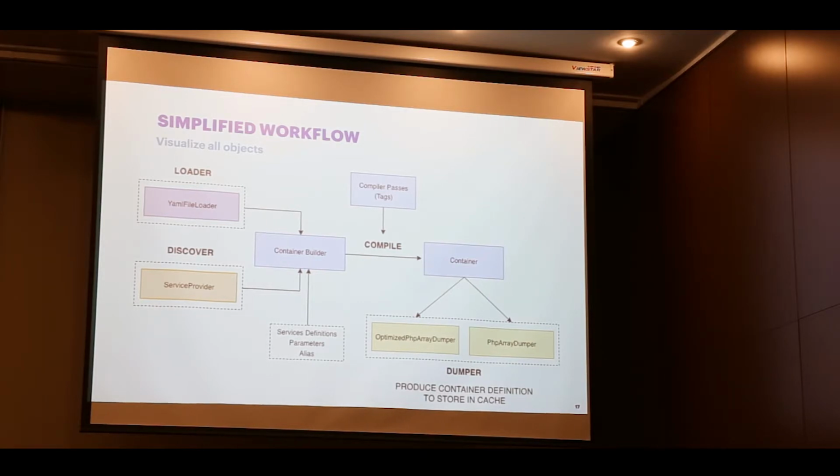And to have the representation of this container inside your cache, you need to use a dumper. For Drupal, there are two dumpers provided by the Drupal components: the PHP array dumper and the optimized PHP array dumper, which extends the PHP array dumper. And inside your database or your Redis cache or whatever, you have the result of this dump. It's your container.